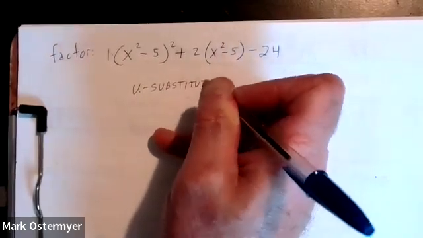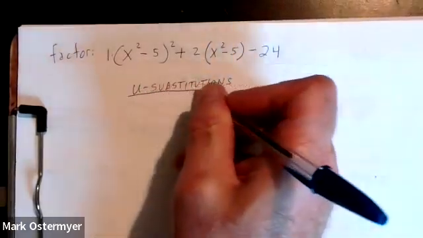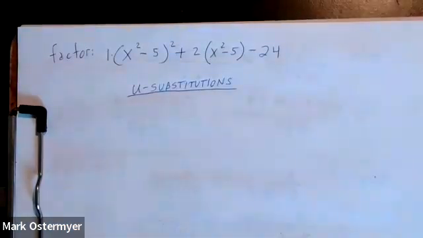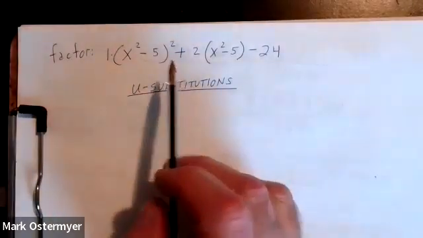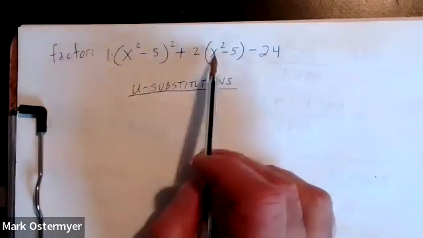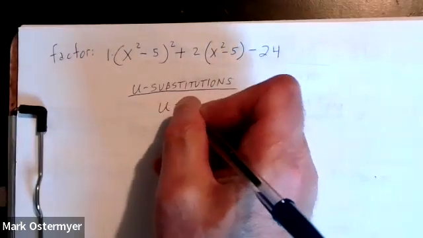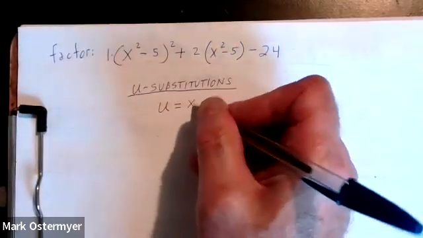U substitutions enable us to take a complicated situation and trivialize it. U substitutions help us see the forest for the trees. So a U substitution would be the way to go here in order to factor this polynomial. We can see that x squared minus 5 is a common factor between the first and the second term. Being the case, I would let a variable u be equal to x squared minus 5.